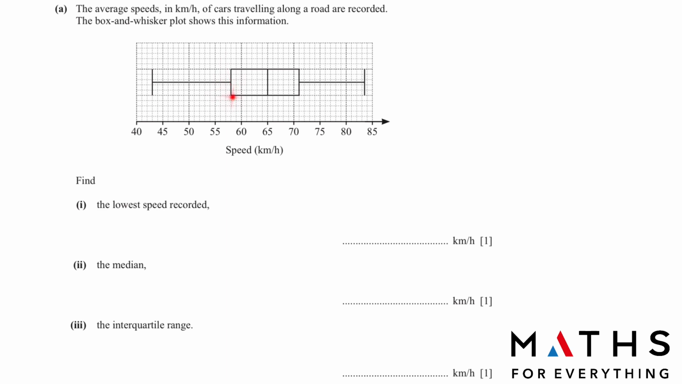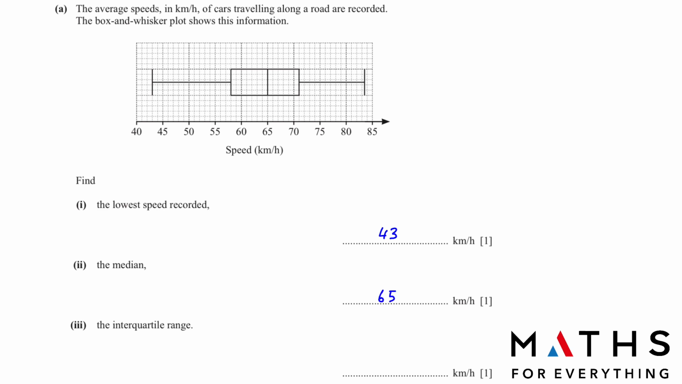This is your lower quartile. Lower quartile is 1/4 of your data. And this is upper quartile. Upper quartile is 3/4 of your data. Median is half of your data. So the lowest speed recorded is 43. It's very easy, you can just look and solve. The median is here in the middle, 65.